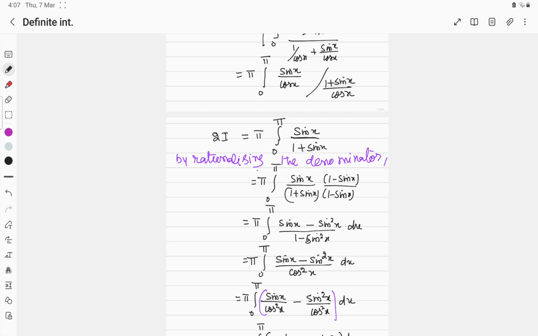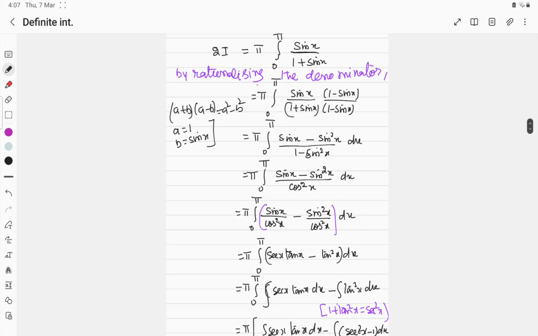In the denominator we get the form (a plus b)(a minus b), which is a squared minus b squared. Here a is equal to 1 and b is equal to sin x. Therefore the denominator becomes 1 minus sin squared x, which is cos squared x. The numerator is sin x minus sin squared x, over cos squared x. Taking separately, sin x by cos squared x minus sin squared x by cos squared x.